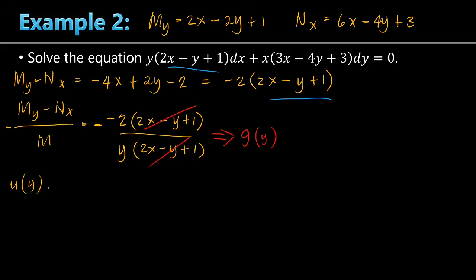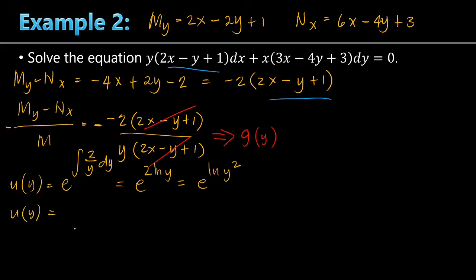u of y equals e to the integral of g of y dy, which is 2 over y dy. Kapag ito in-integrate natin, ang makukuha natin is e raised to 2 ln of y, na pwede kong gawing e to the ln of y squared. Dahil dyan, ang matitirang u of y, which is now my integrating factor, is just y squared. So, ayan, nakuha na natin ngayon yung ating integrating factor.